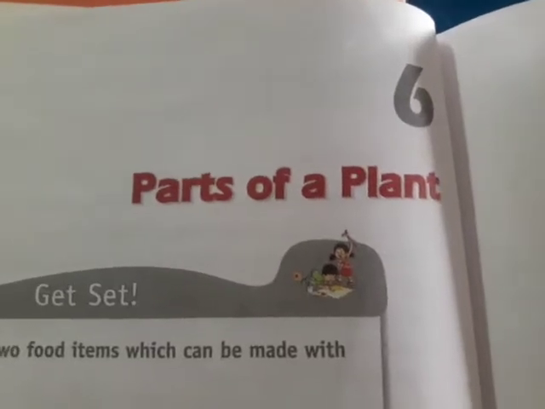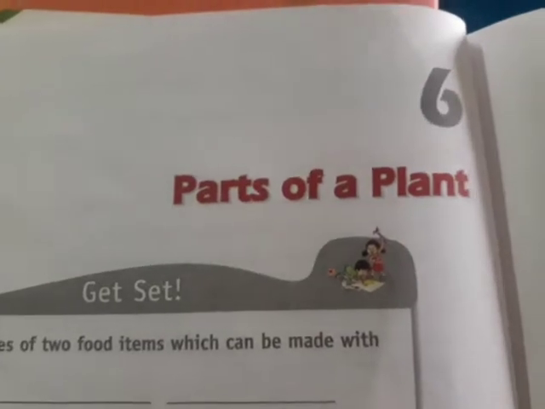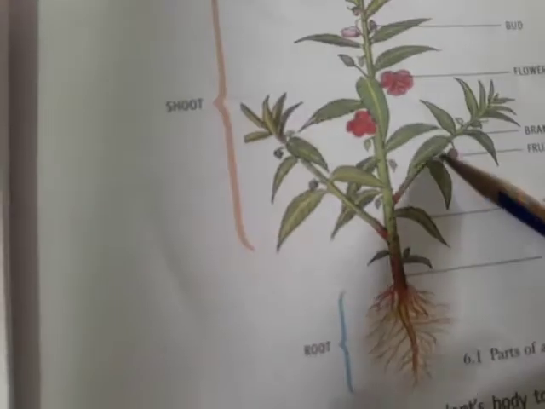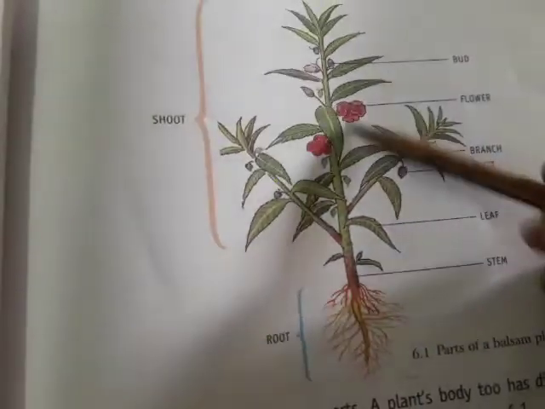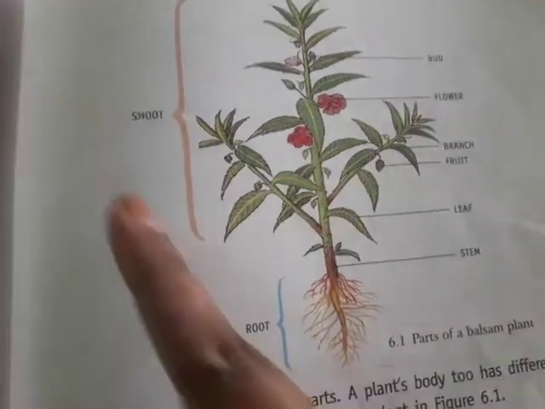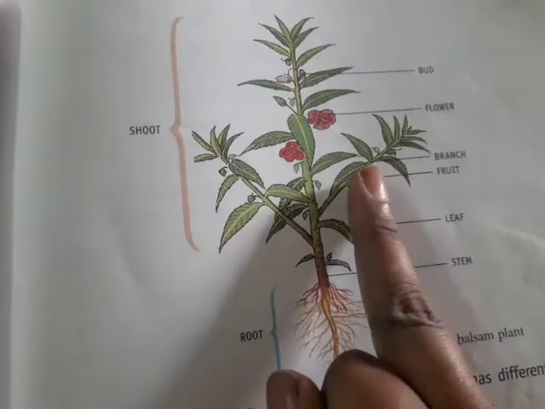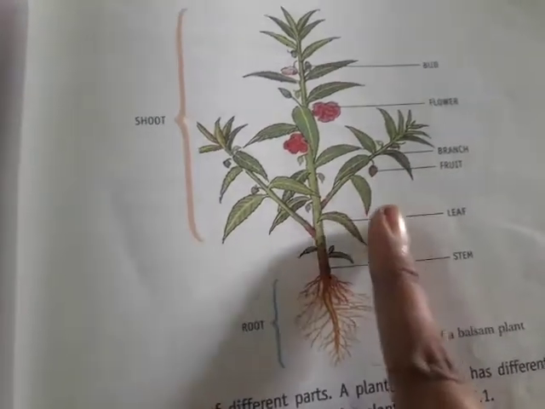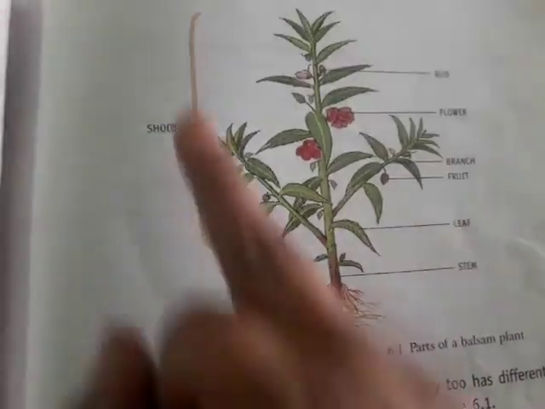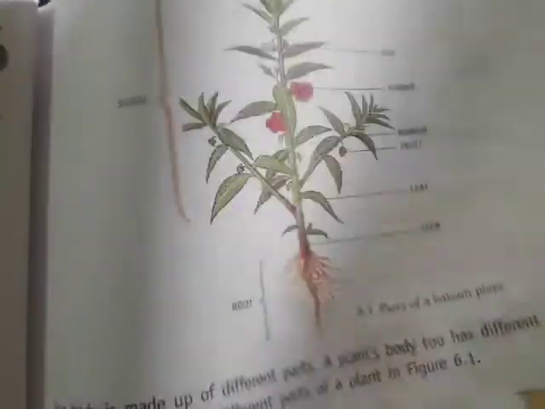Third class science, sixth lesson, parts of a plant. Today we will revise the sixth lesson, parts of a plant. Fifth lesson revision is already completed. Children, here is the plant diagram. You can draw and practice this plant diagram and the parts of a plant. You can learn these parts of the plant: bud, flower, branches, fruit, leaf, stem, root part, shoot part. Learn these spellings and practice the plant diagram.